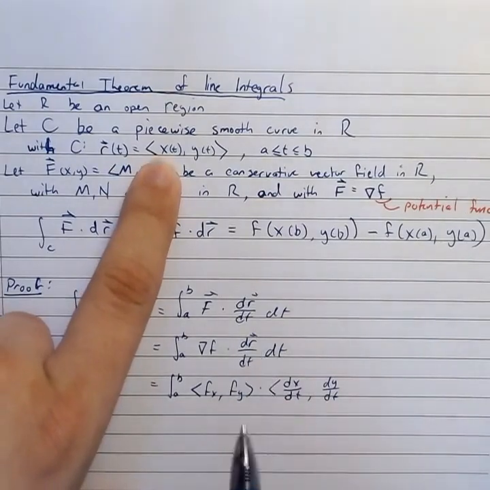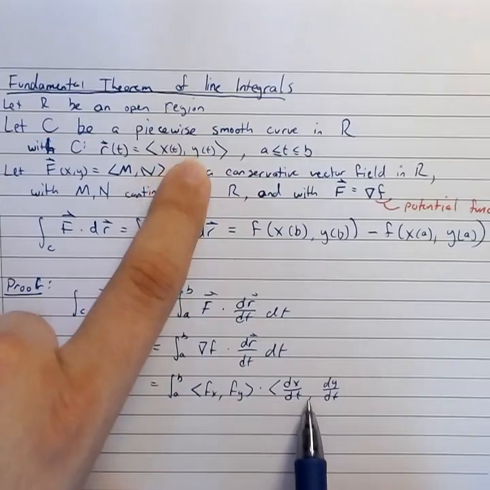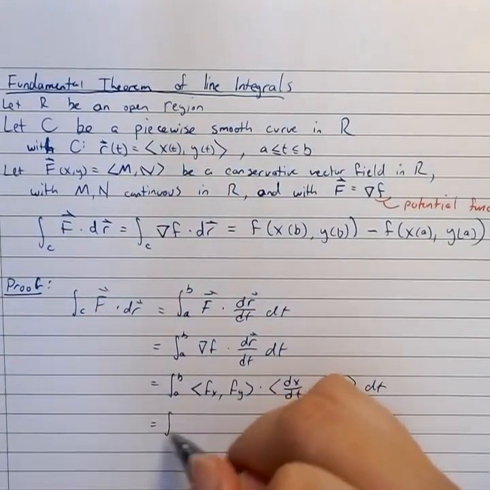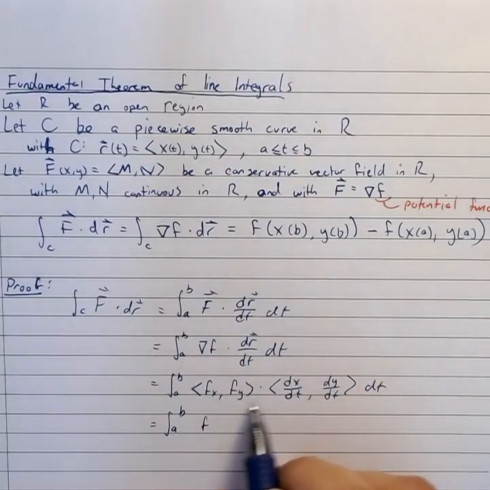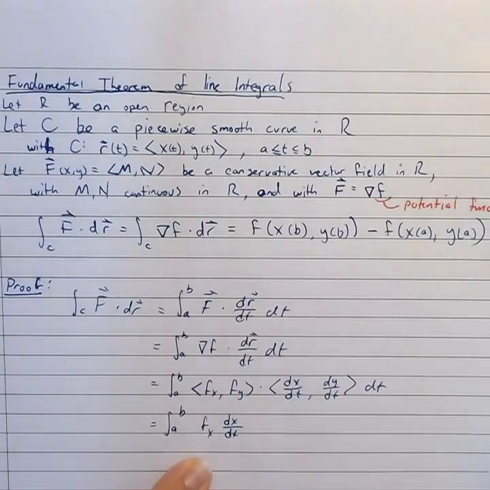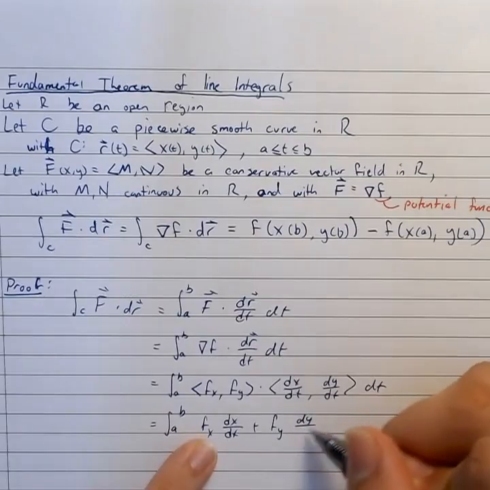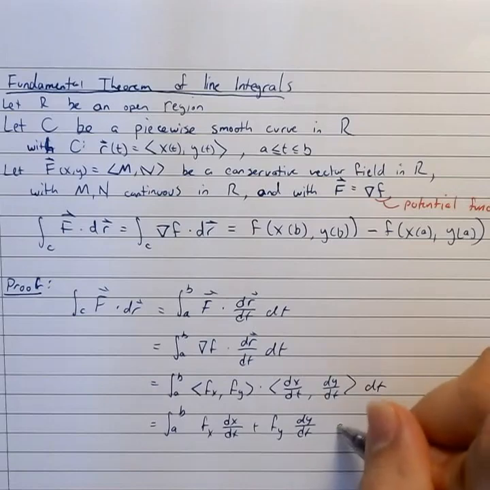Because after all, that's the derivative of r with respect to t. If I take the derivative of r, that's the derivative of the first part, which is the derivative of x with respect to t, and then the derivative of the second part would be the derivative of y with respect to t, dt, which we can now write as the integral from a to b of, the way the dot product works, f sub x dx/dt plus f sub y dy/dt. Right, this times this plus this times that, dt.